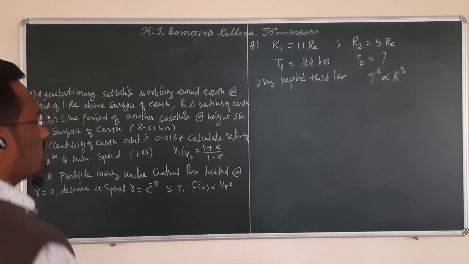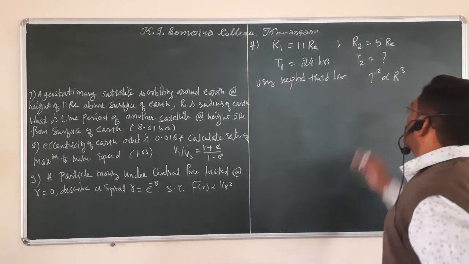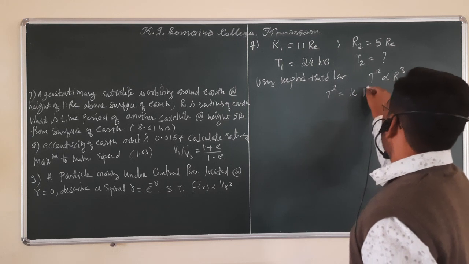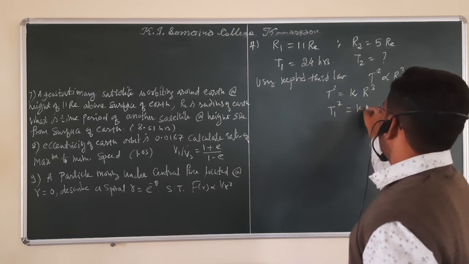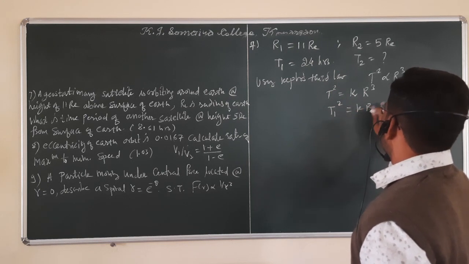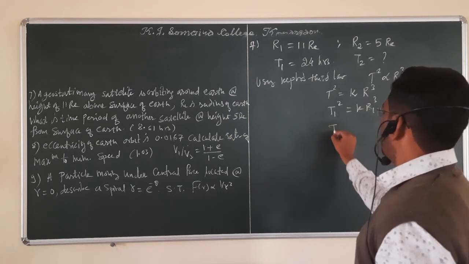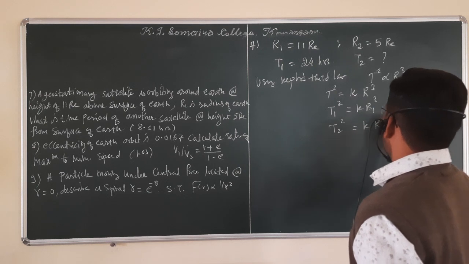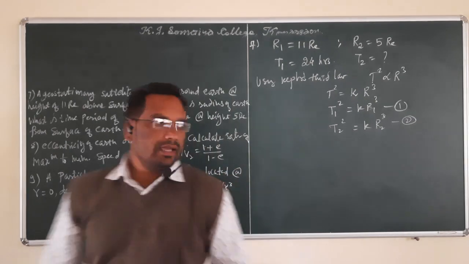So using Kepler's third law, T square is directly proportional to R cube. So T square is equal to, we are calling constant K, into R cube. So for T1, which is K R1 cube, call this as equation 1. For T2, which is K R2 cube, call that as equation 2. Now divide equation 1 and 2.